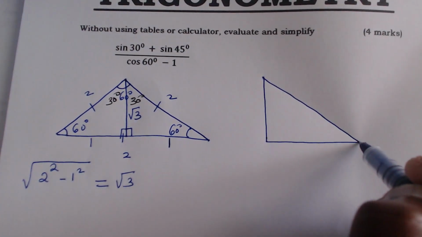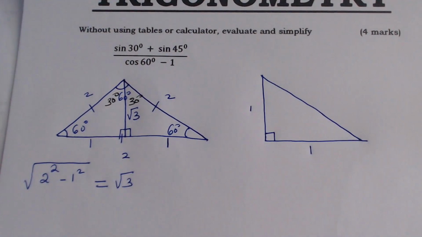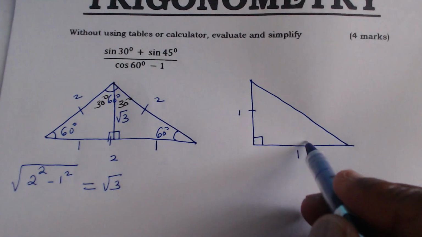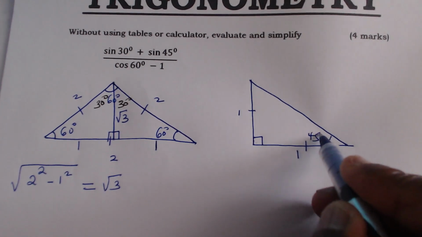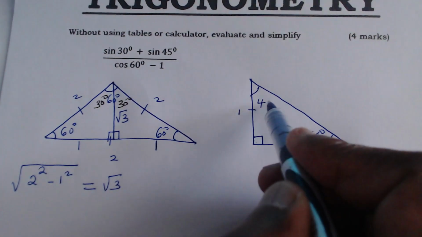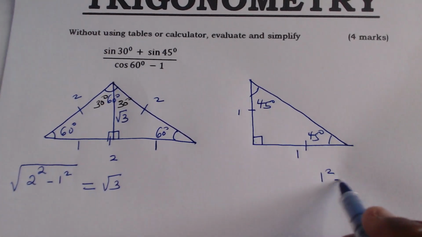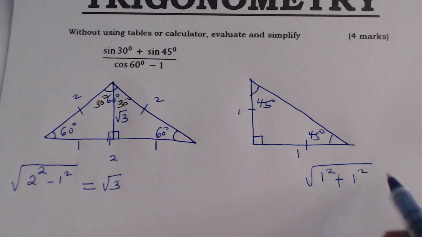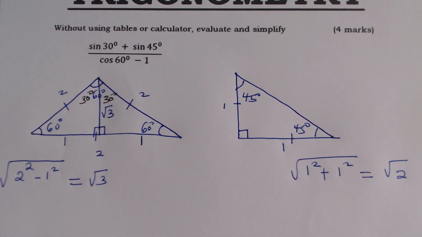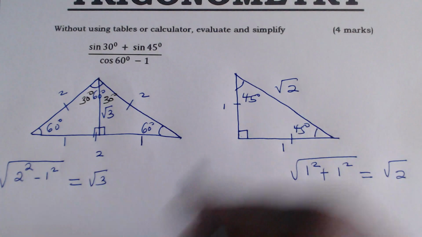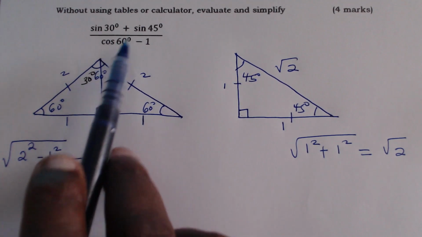This one is not equilateral but an isosceles right angle triangle of sides 1. This is 90, so this one will be 45 degrees, and this one will be 45 degrees. Again, to calculate the hypotenuse, you have 1 squared plus 1 squared, get the square root of that, and this will give root 2. So this is root 2. Now having these two triangles, we can now solve this.